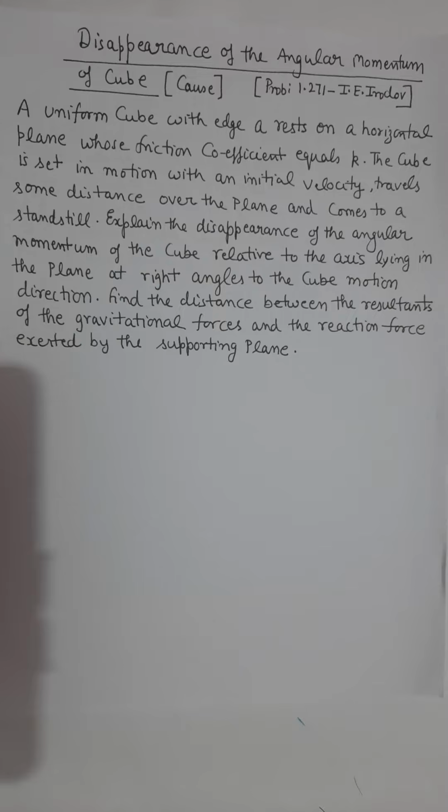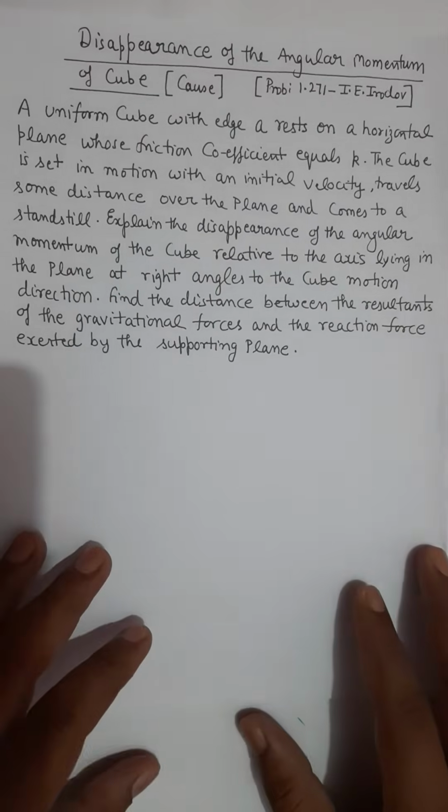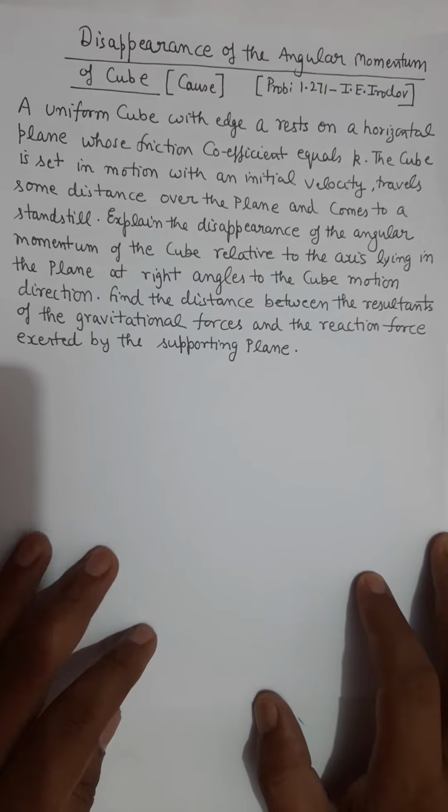And then they are asking one more thing. What is the separation between the line along which the force of gravity is present and the line along which the normal reaction force is present? They are asking the separation between these two lines. One is the line of force of gravity and the other is the line of force of normal reaction force. So this is the main question, problem number 1.271 from I.E. Irodov, right? A very good question for understanding concept building.